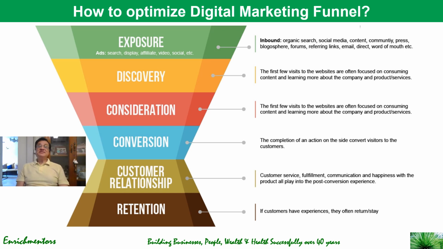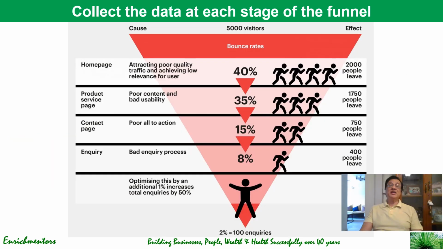So how do you optimize this digital marketing funnel? How can you make sure that for your business and your product, you are getting the maximum from the smallest possible number of exposures, generating good conversions, and building relationships and retaining customers? Any thoughts on how to optimize the digital marketing funnel? What you need to do is collect data at each stage of the funnel. At the first stage, when people visit your home page, you need to figure out how many people visited, how many left, and how many continued.